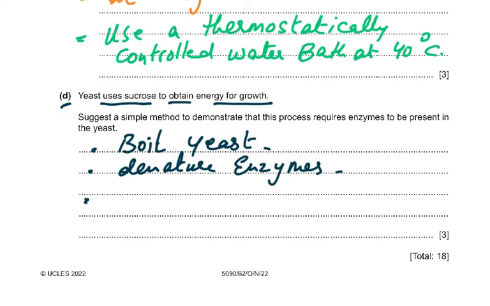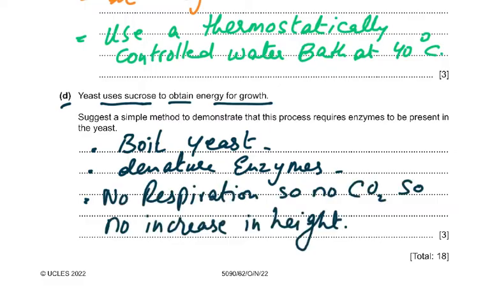No respiration, no carbon dioxide produced, no bubbles, no increase in the height, or no change in the volume of the boiled yeast. So if still there was an increase in the height, then that means it wasn't the enzymes which were working, it was some other phenomena which did not require enzymes. Because as soon as you boiled it, all the enzymes needed for respiration were denatured, they were deactivated, they didn't work anymore. So if they didn't work, means no respiration, no carbon dioxide, no bubbles, no increase in height.